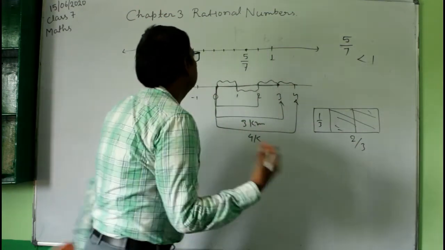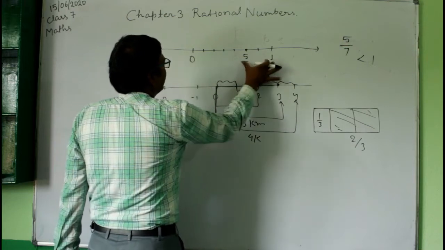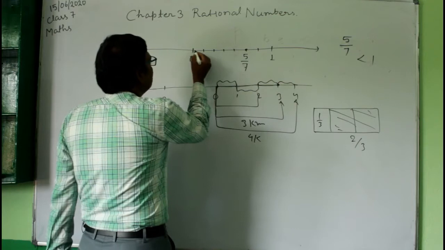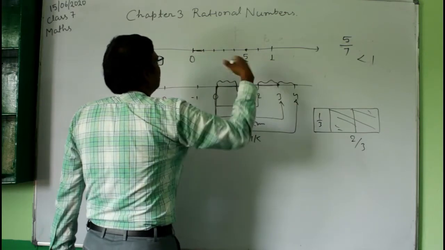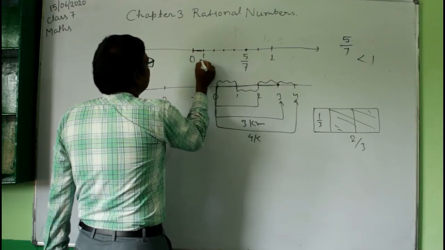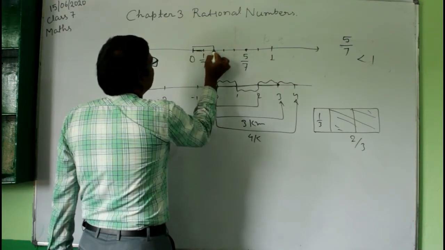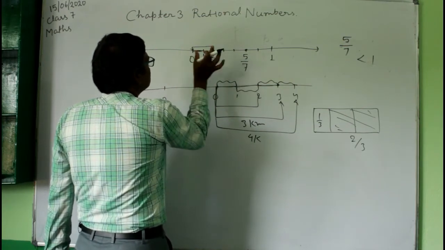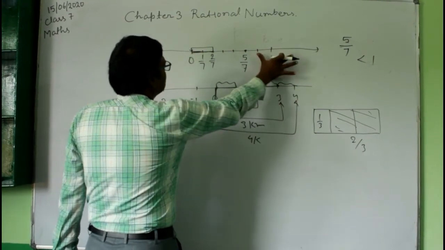Here again it is the same thing. See the segment from 0 to 1, which is divided into 7 equal parts. So this will be 1/7 of the whole distance. Similarly, this will be 1/7, and this will be 2 by 7. From this point to this point, the length will be 2 by 7 of the whole distance, and so on.